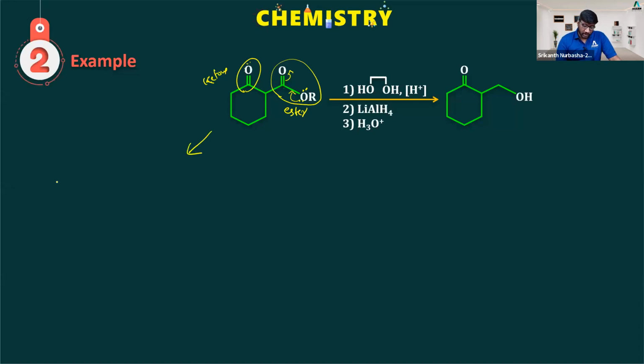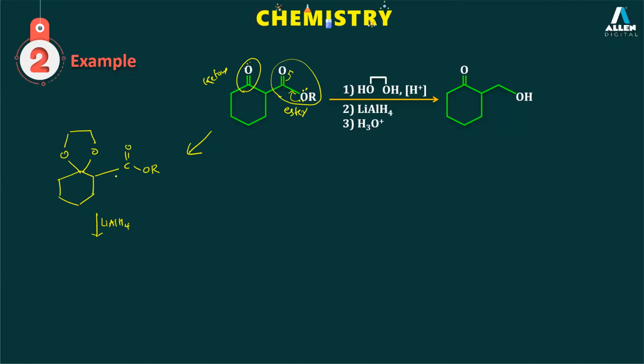So what will it form first? It will first form this particular compound. The cyclic ketal is going to be formed, with the ester as it is. Now I am treating with LiAlH4. If I treat now with lithium aluminum hydride, what is going to happen? Oxygen containing functional groups will be converted into the respective alcohol.